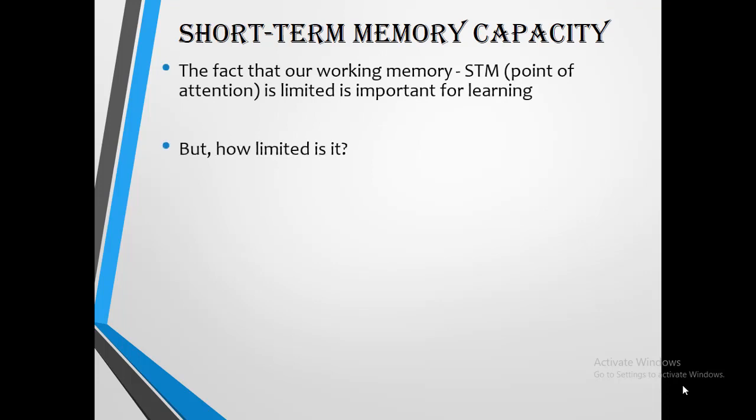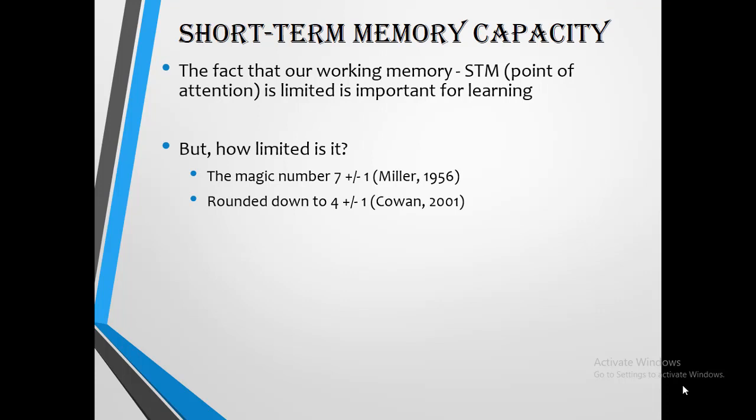George Miller, back in the 1950s, published a paper that set the standard with a funny name. The title was The Magical Number 7 ± 2. He found through empirical investigation that people could hold 7 distinct, not previously known items in their minds at any given time, ± a few. Nelson Cowan, however, rounded that down to 4 ± 1 in the early 2000s.